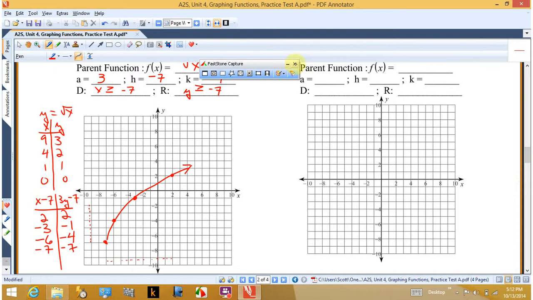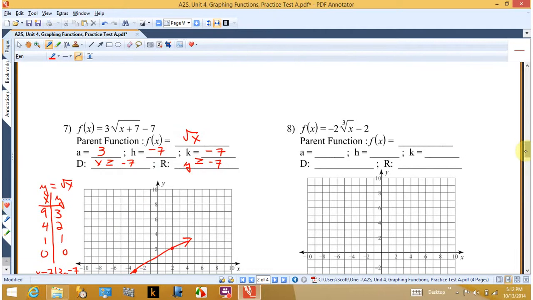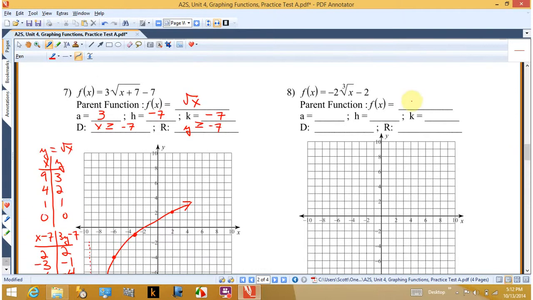Next graph, we have a parent function. Let's see what we have. Cube root. Okay, so the parent function is the cube root of x. A is a negative 2. H is the value that is added or subtracted to the x underneath the root, so there is no h. K is a negative 2. Alright, so let's graph this.